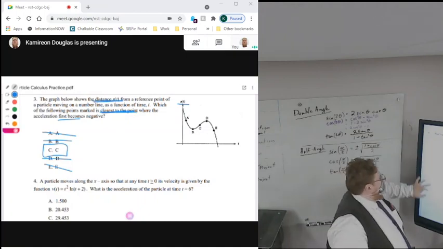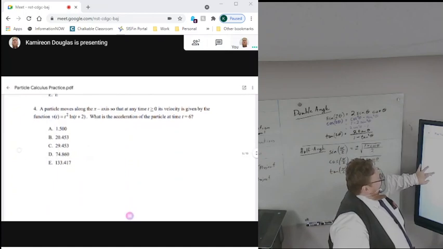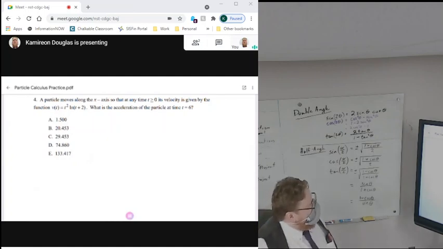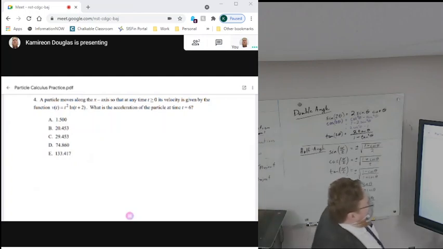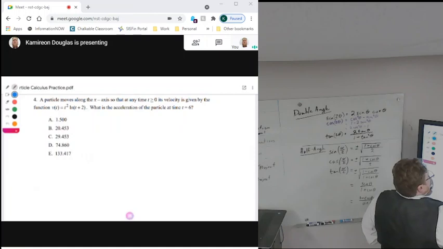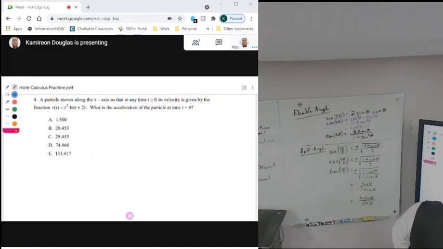Okay? Number 4. A particle moves on the x-axis at any time t greater than or equal to 0. Its velocity is given by the function v of t is equal to t squared ln of t plus 2. What is the acceleration of the particle at time equals 6? Let's do it. t squared over t plus 2, 2t over.